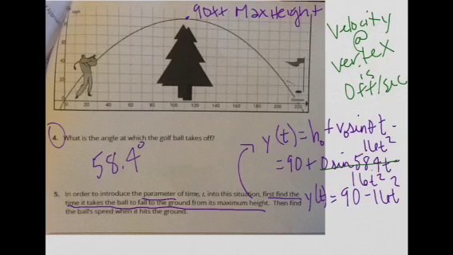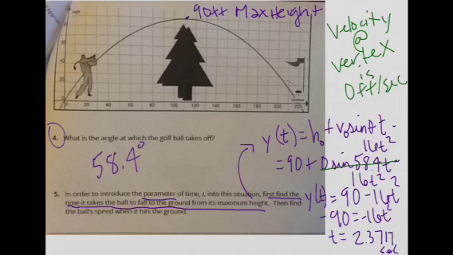So now we're just going to solve for t. Subtract 90 from both sides, divide by negative 16, and then square root it. So you get that the t, or time, is 2.3717, and that is seconds. So that just means the ball will hit the ground in approximately 2.37 seconds.